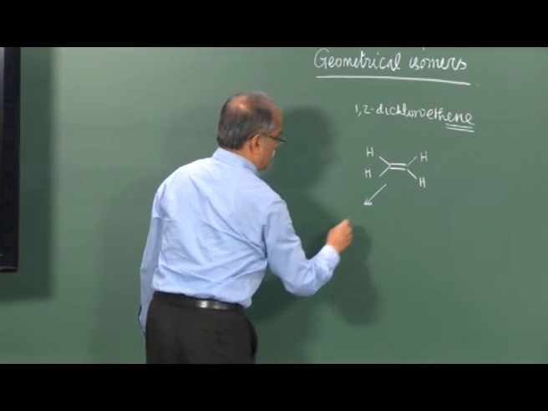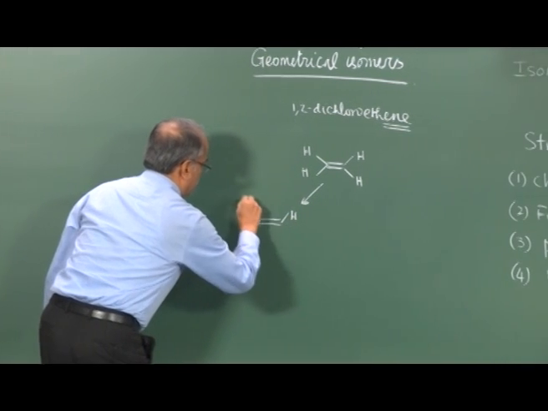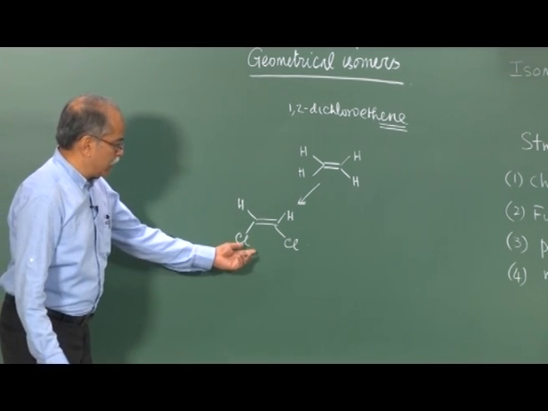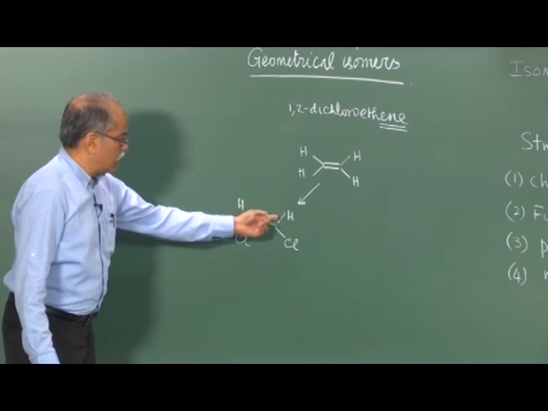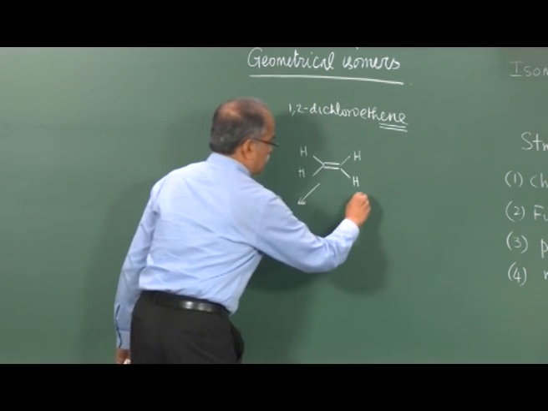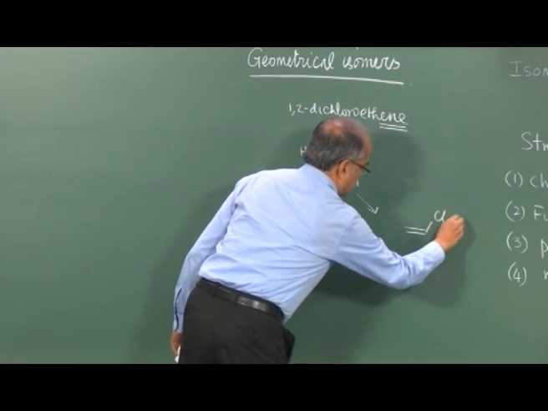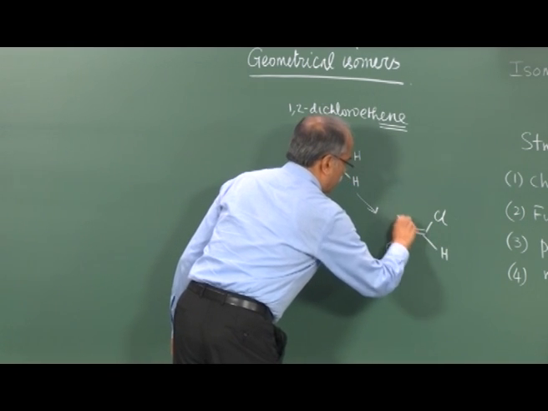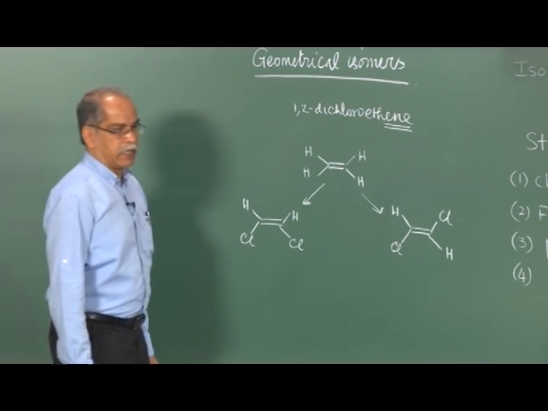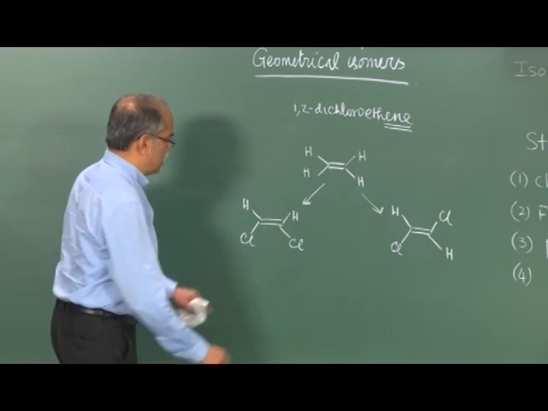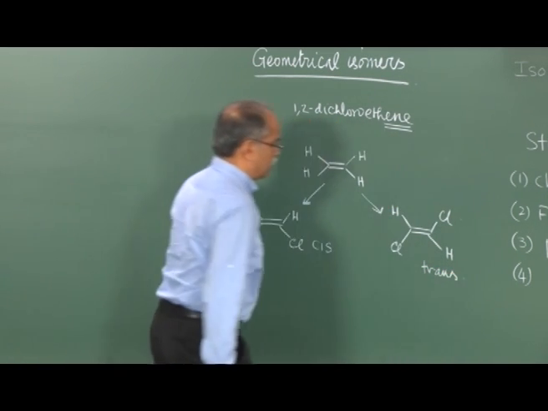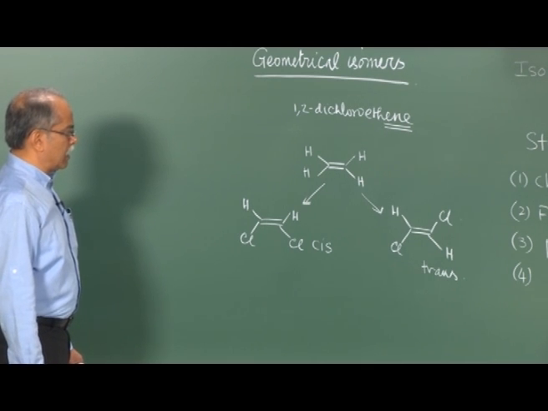Let us for example, replace these two hydrogens by two chlorines. What one gets is a structure wherein the two chlorine atoms are on the same side of the double bond. So are the two hydrogen atoms, they are also on the same side of the double bond. On the other hand, let us replace these two hydrogens and see what happens. Now, the two chlorines are on the opposite side of the double bond. Similarly, the two hydrogens are also on the opposite side of the double bond. Now, this is what is known as the cis isomer and this is called the trans isomer. And this is an example of geometrical isomerism.